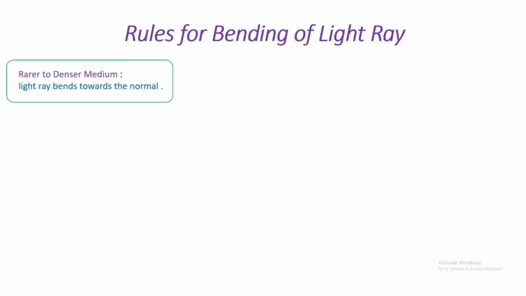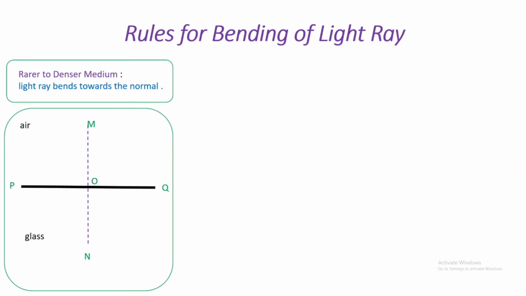Rules for bending of light. If a light ray travels from a rarer medium to a denser medium, the light ray bends towards the normal. Here PQ is the separation line and MN is the normal on the surface. Here AO is the incident ray. If the light ray would not bend, then it would take path OC. But light bends towards the normal and takes path OB because of refraction.